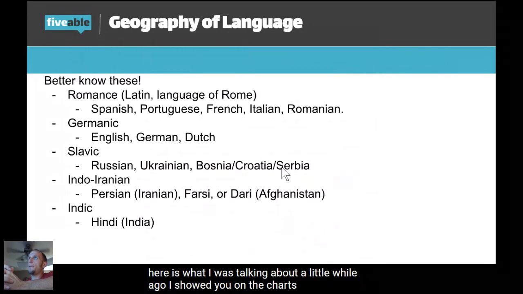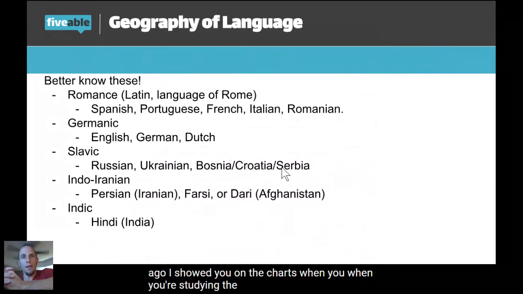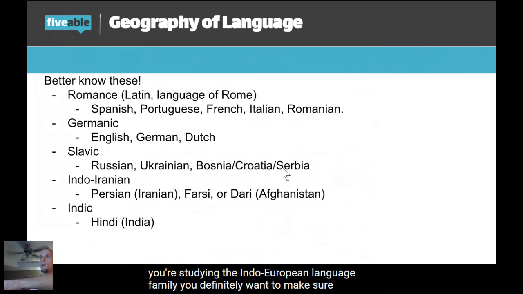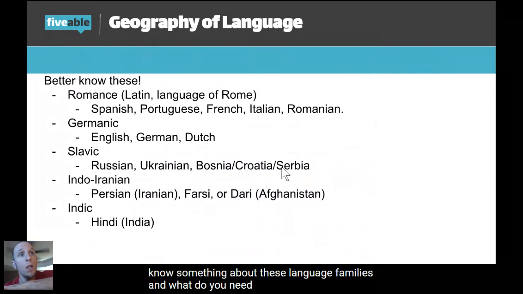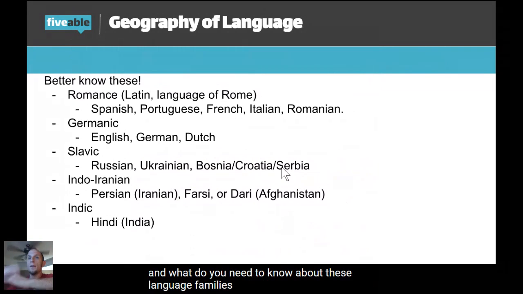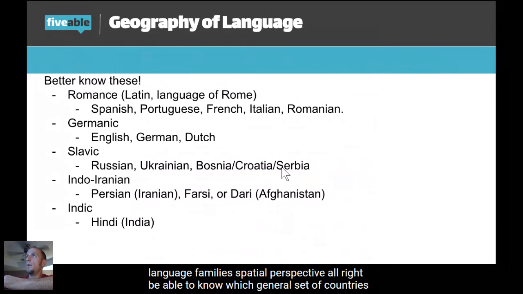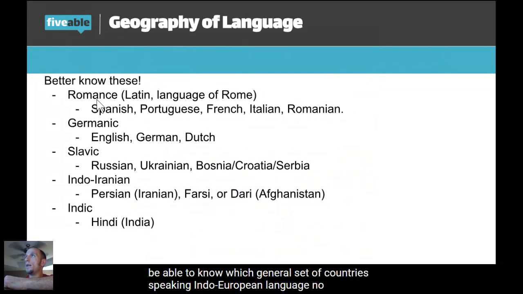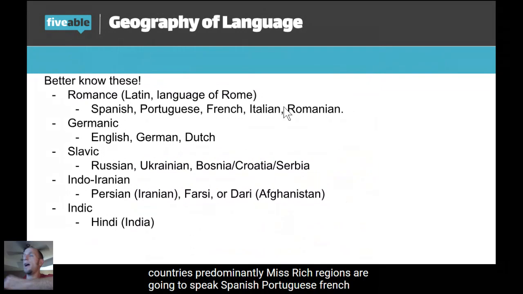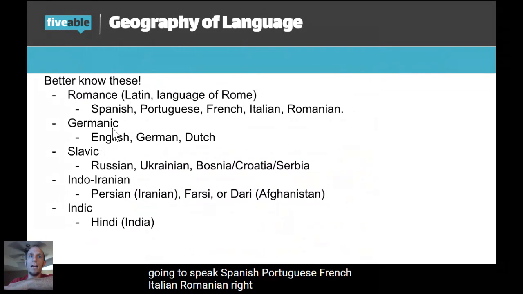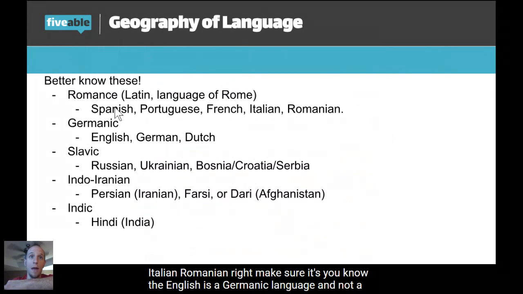This here is what I was talking about a little while ago when I showed you on the chart. When you're studying the Indo-European language family, you definitely want to make sure that you know something about these language families. And what do you need to know about these language families? Spatial perspective, all right? Be able to know which general set of countries speak an Indo-European language. Know which countries, predominantly which regions are going to speak Spanish, Portuguese, French, Italian, Romanian. Right? Make sure that you know that English is a Germanic language and not a Romance language.